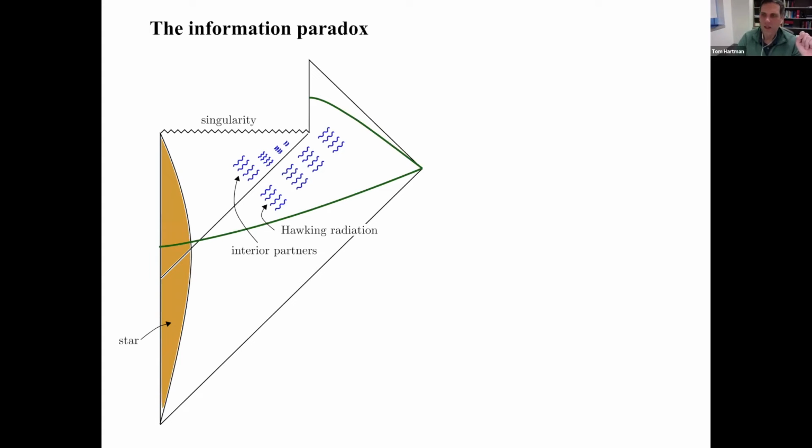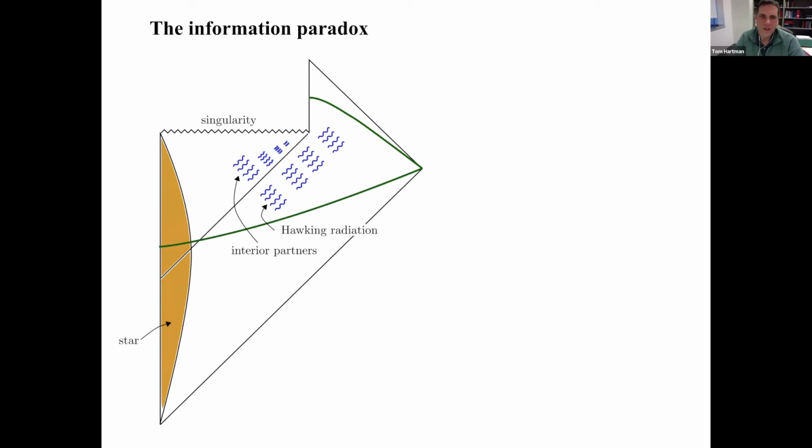So the part of this that I want to describe is the physics of the Page curve. And let me first describe what this Page curve is. So first, what are we going to be calculating? We're going to be calculating the entropy of Hawking radiation.